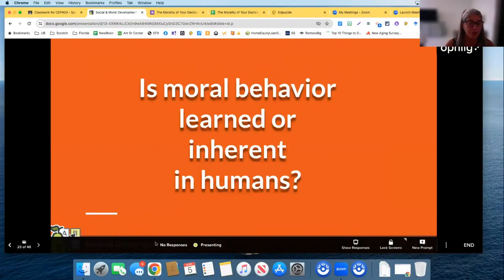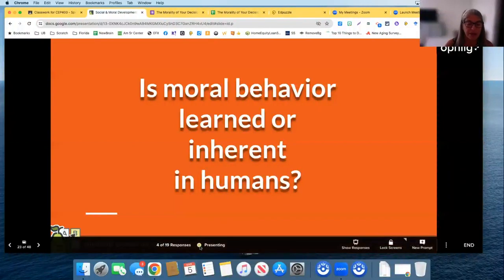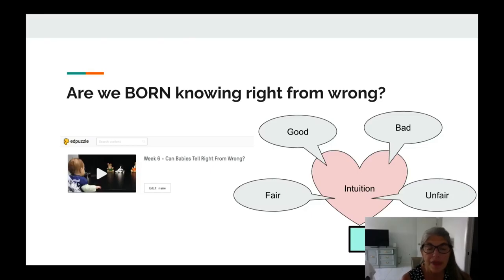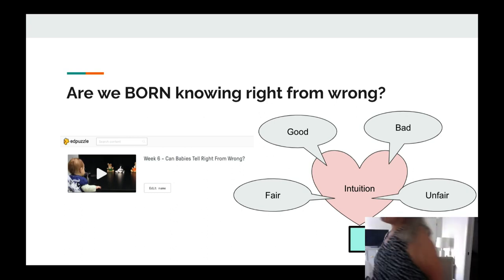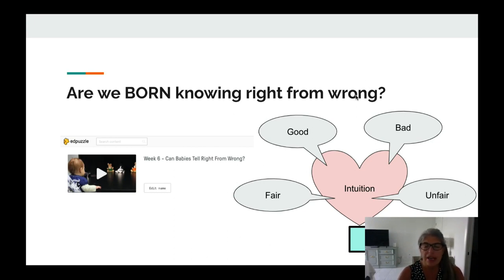So I have this question for you. Do you think moral behavior is learned, or is it inherent? Are we born knowing right from wrong, or is it something we learn? What do you think? So many of you thought that we learn moral behavior, and we do learn moral behavior, but there is some part of us, some intuition, that really tells us that something is good or bad, or right or wrong, or fair or unfair. You kind of feel it in your gut.